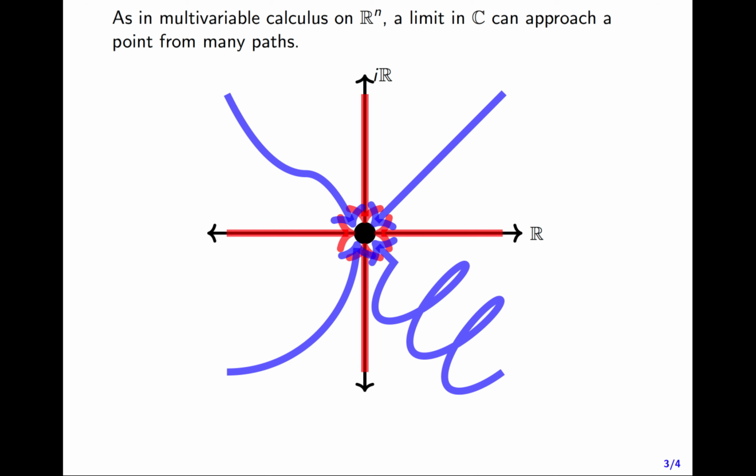Consequently, when a limit in the complex plane exists, various other properties of the function are often more robust or often stronger because you have to satisfy this multitude of directions of approach.